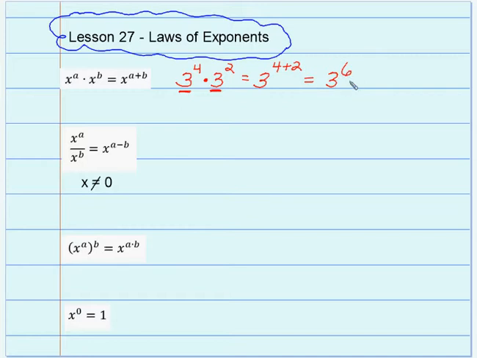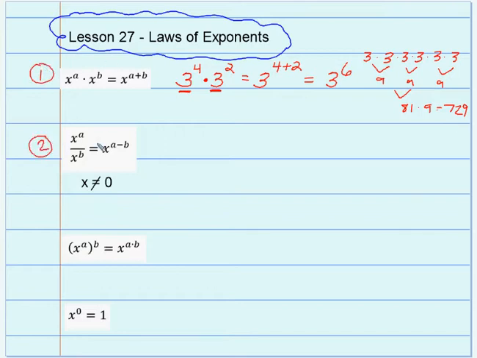And we can evaluate that by taking 3 times 3 times 3 times 3 times 3, 1, 2, 3, 4, 5, 6 times. So we're taking 9 times 9 times 9. We are taking 81 times 9, which is 729. So depending on how the answer is asked, you might be able to write it as an exponential expression, or you might have to evaluate it to give me the number. Okay, so that was the first law that we're going to talk about.